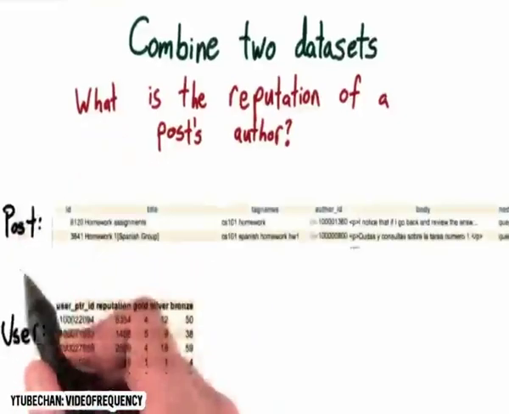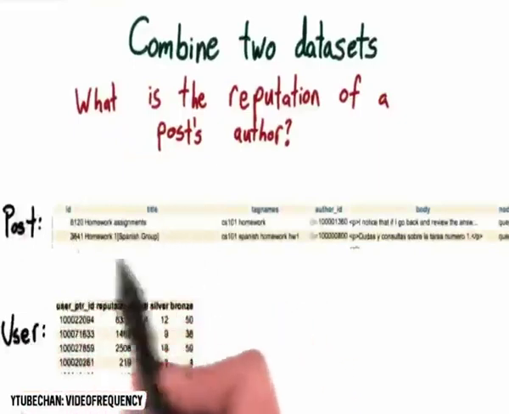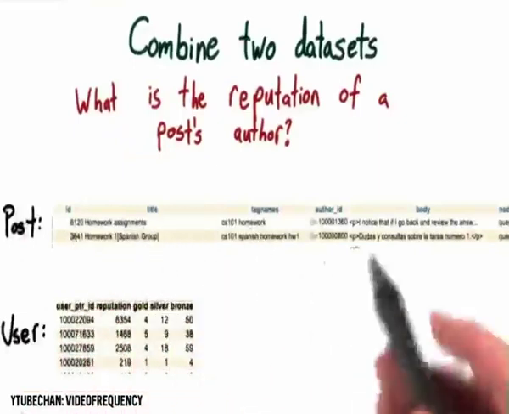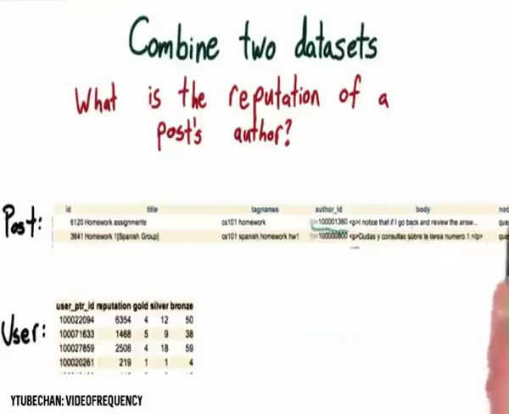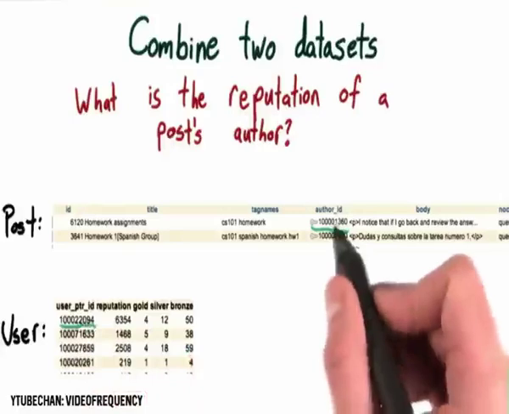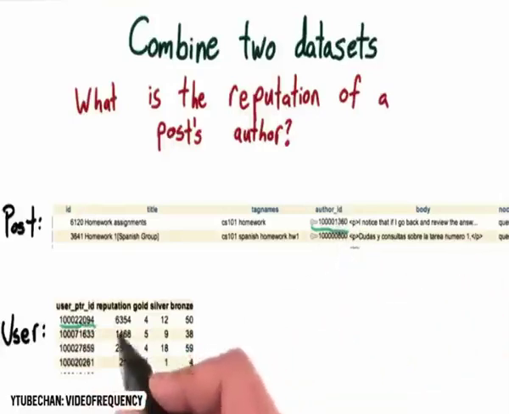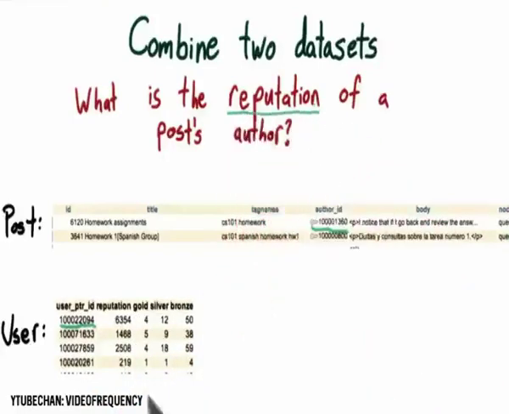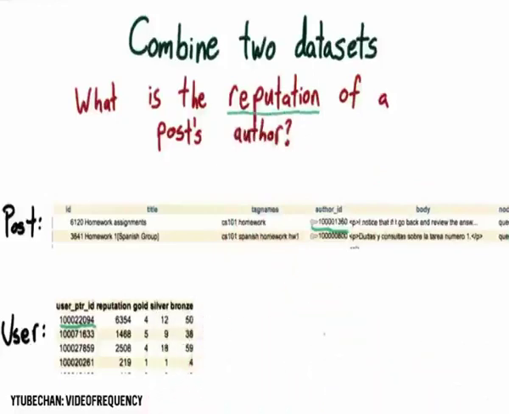user table. The post table contains data about each post: some ID, the title of the post, any tags, this author ID, which is going to be interesting, and then the body of the post and some other things. The user table has this user pointer ID, and that is the common key we're going to use to combine these two data sets. It also has some other information like reputation, which is going to help us answer this question, and gold, silver, and bronze badges. So go ahead and see if you can answer this question.